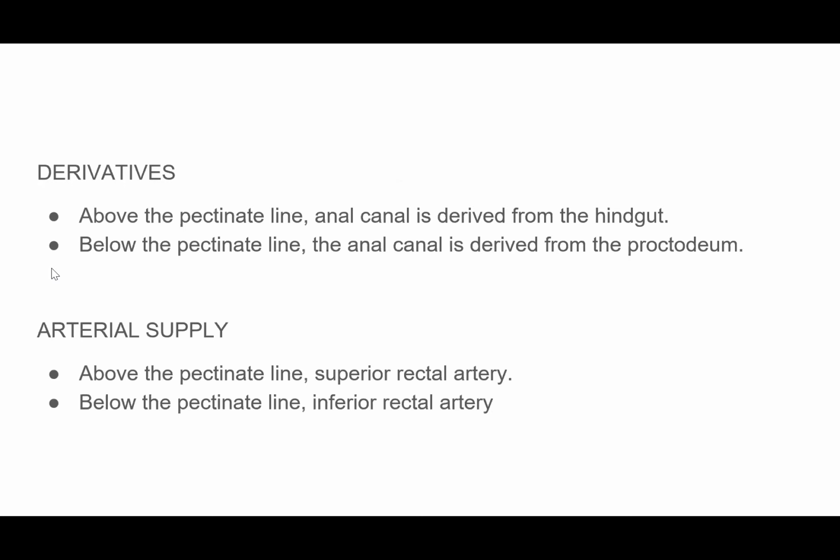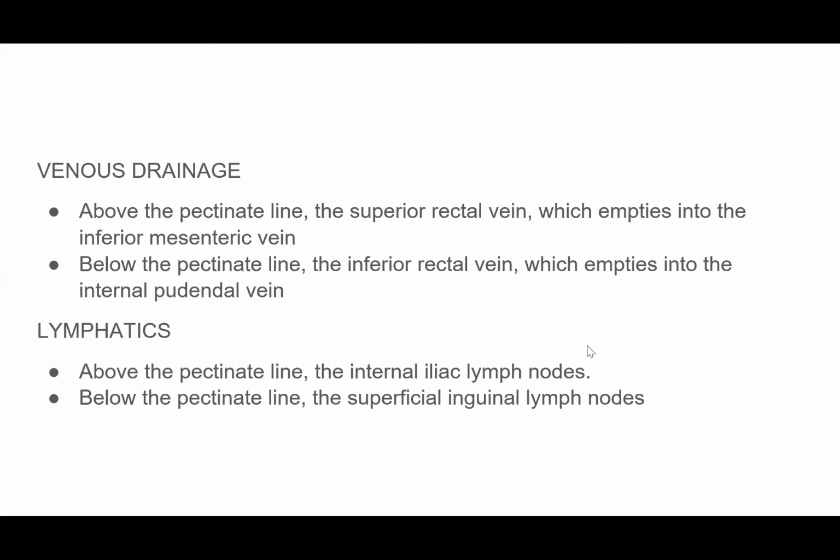The arterial supply above the pectinate line is the superior rectal artery, while below the pectinate line is the inferior rectal artery. With regards to venous drainage, above the pectinate line, the superior rectal vein drains and empties into the inferior mesenteric vein, while below the pectinate line, it is drained by the inferior rectal vein, which empties into the internal pudendal vein. Lymphatic drainage above the pectinate line is by the internal iliac lymph nodes, while below the pectinate line is by the superficial inguinal lymph nodes.